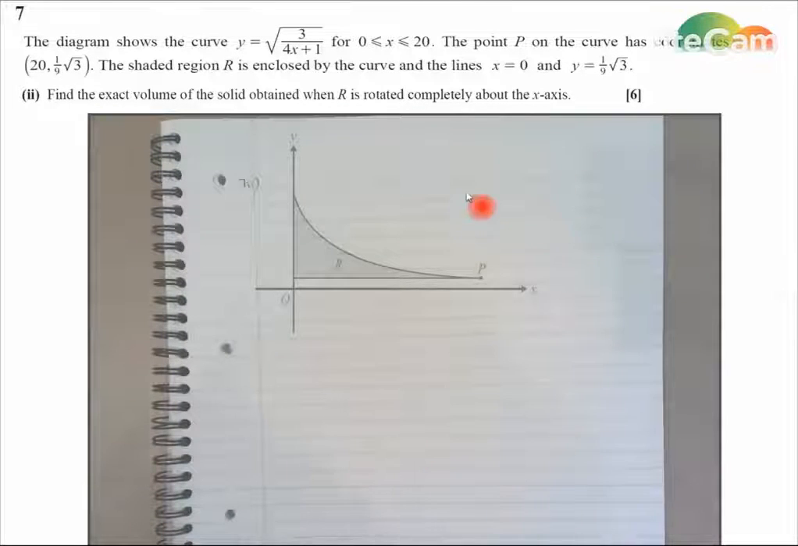Question 7, part 2. Find the exact volume of the solid obtained when R is rotated completely around the x-axis.